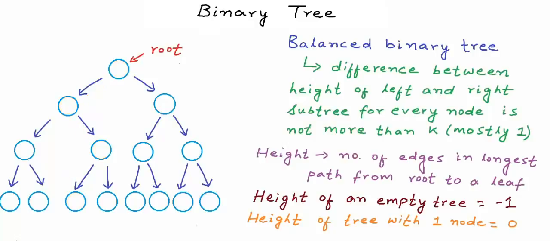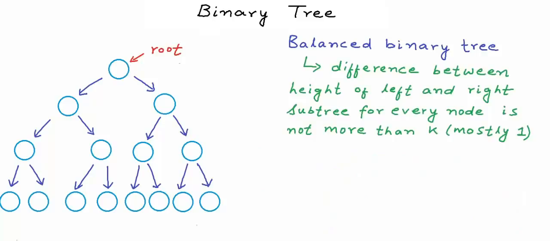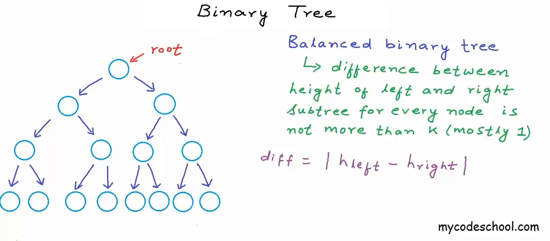We are going to say that the height of an empty tree is -1 and the height of a tree with one node is 0. The difference between heights of left and right subtrees of a node can be calculated as the absolute value of height of left subtree minus height of right subtree. And in this calculation, the height of a subtree can be -1 also.